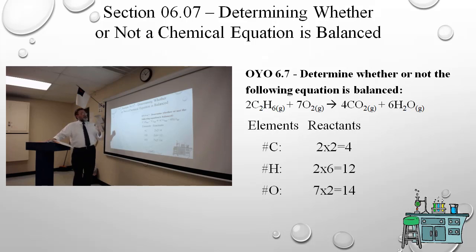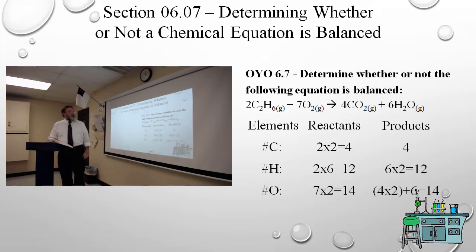Now looking to the product side and identifying the count for each element. Carbons. How many are on the product side? Correct. 4. Hydrogens? It only appears in the water molecule, and it's 6 sets of 2, which is 12. And oxygen. Oxygen appears in both molecules, right? So we have to count it up in 2 places. In the carbon dioxide, it's 4 sets of 2, and in the water, it's 6 sets of 1. 4 sets of 2 plus 6 sets of 1 is 14. Is it balanced? Yes, it is.